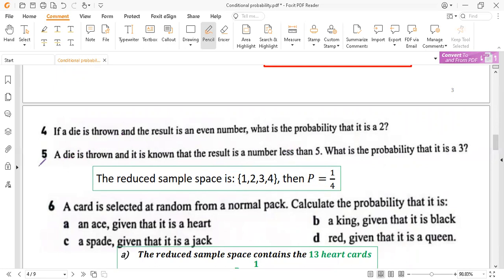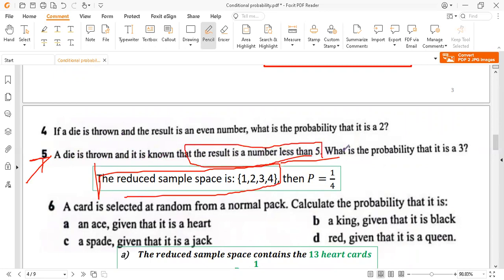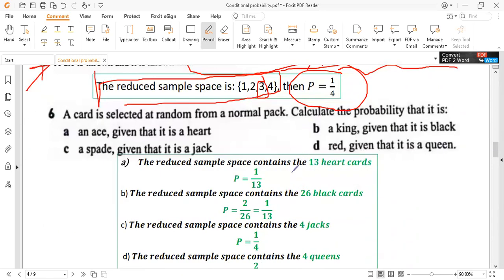So, for example, in the fifth exercise, a die is thrown and it is known that the result is a number less than 5. Okay, what are the faces less than 5? We have 1, 2, 3, and 4. So the reduced sample space is 1, 2, 3, and 4 because we are talking about a new sample space. Then when calculating the probability that it is a 3, 3 occurs once among these, so 1 from 4. The probability is a quarter.